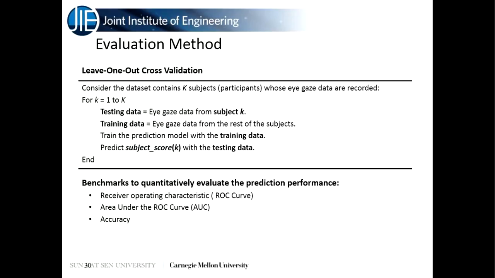So let's see some experiments. Here we have 87 subjects. We follow a leave-one-subject-out protocol. Basically, we test on each subject and use the remaining subjects as training data, and we iterate 87 times and calculate the average. We use the area under the ROC curve, the accuracy, and the ROC curve as our metrics to determine the performance.